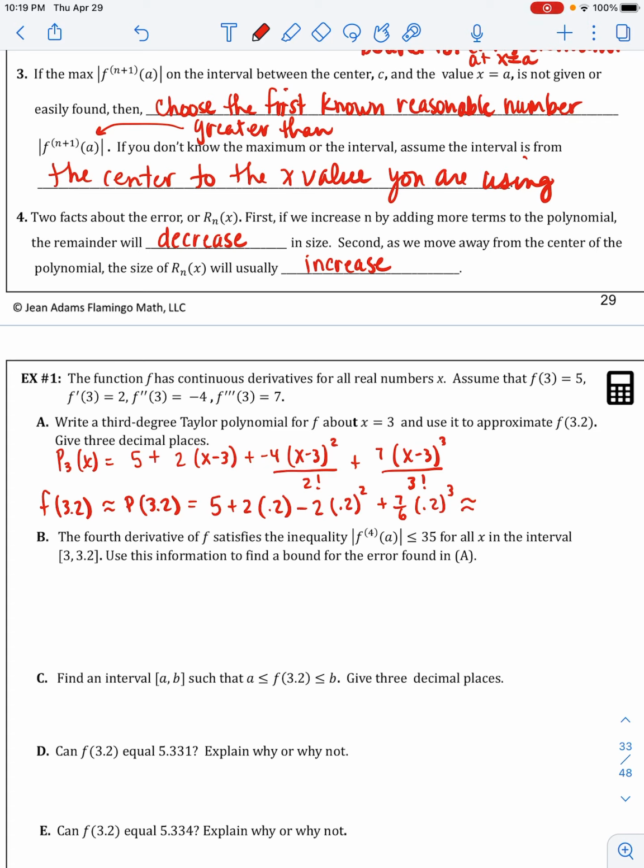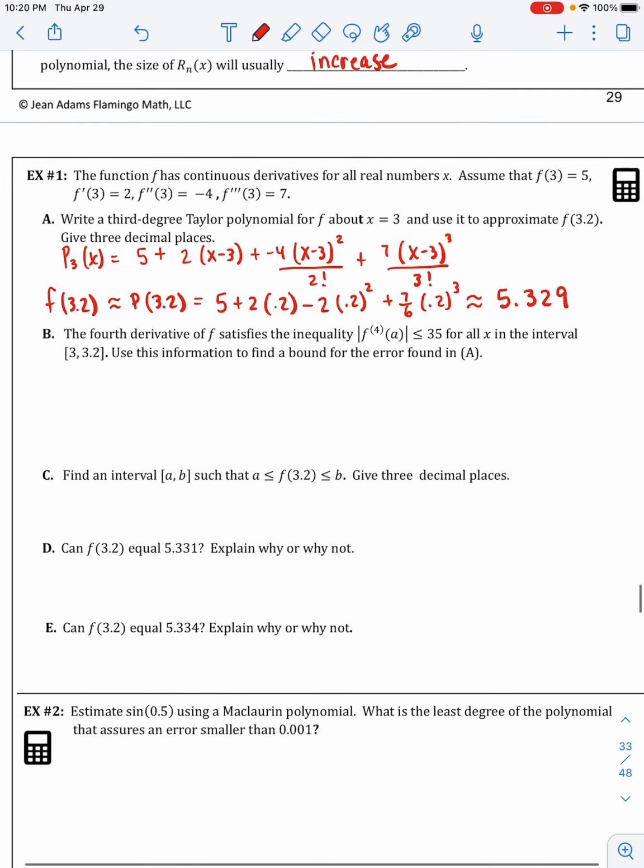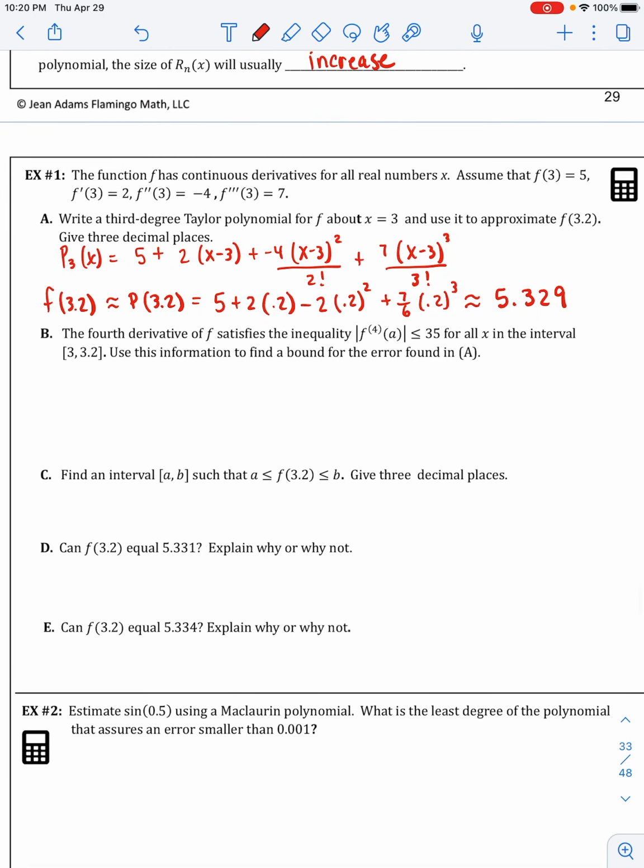And now I want you to put this into your calculator, and you can pause the video for a second. 5.329. They said give 3 decimal places. And so that was that.